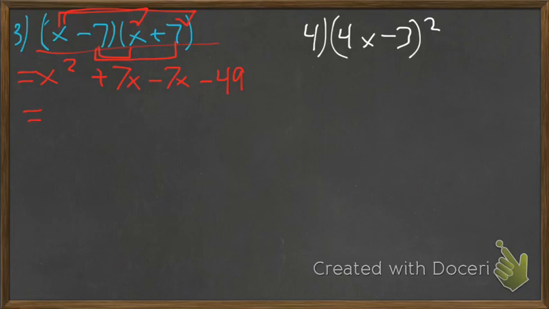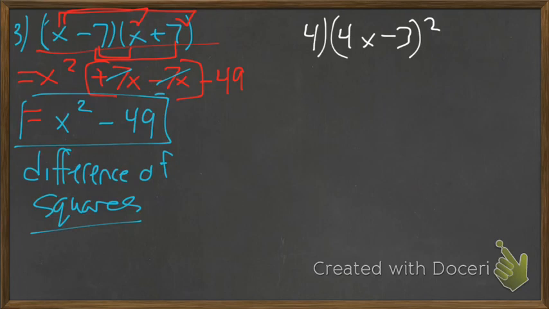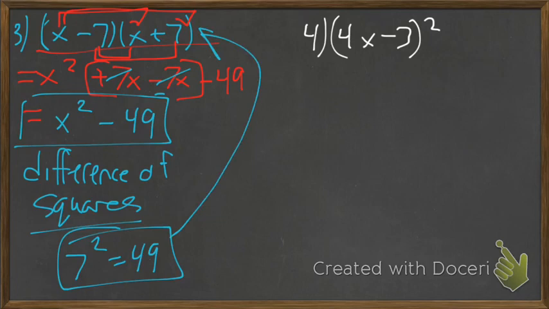Now I can look at this, and I can add these two like terms together, and that, of course, gives me 0. Positive 7x, negative 7x. So x squared subtract 49. This is called the difference of squares. And that as well will come up in the future, but basically 7 squared is equal to 49. Let's keep that in mind for something like that in the future.